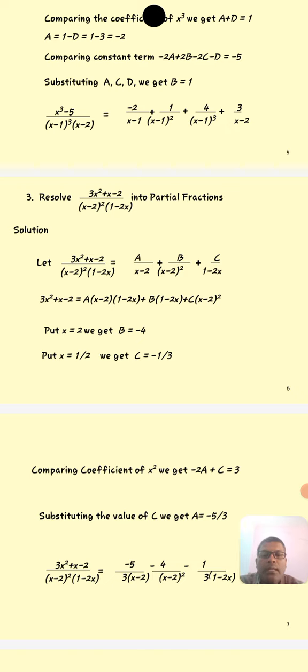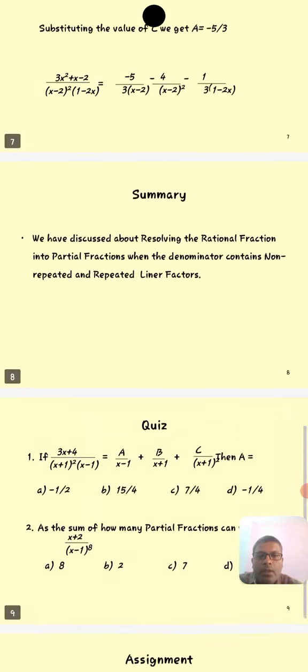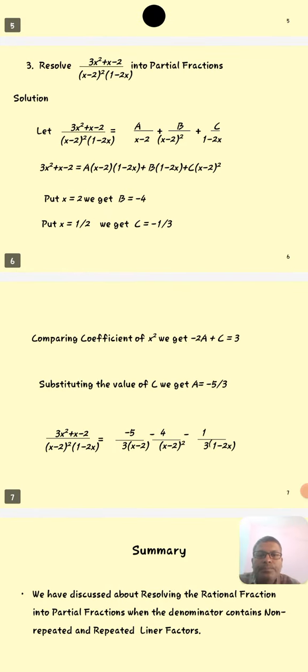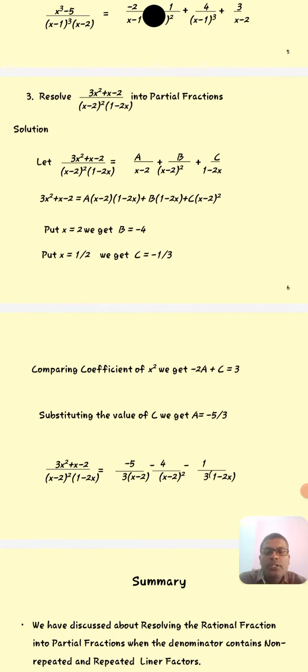We know another method, the comparing the coefficient method. Comparing the coefficient of x square, we get minus 2a plus c is equal to 3. Here we know the b value and also the c value. We have to substitute in the place of c. We get a is equal to what? Minus 5 by 3.